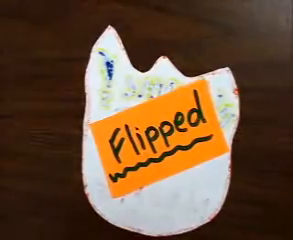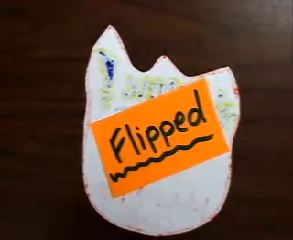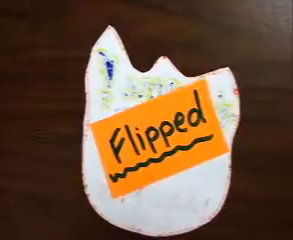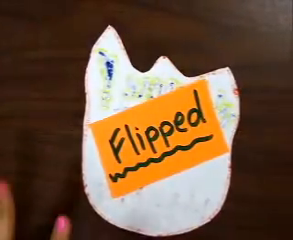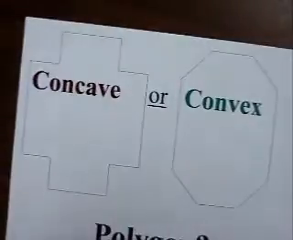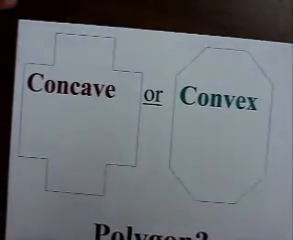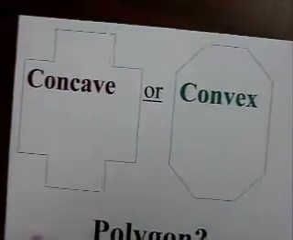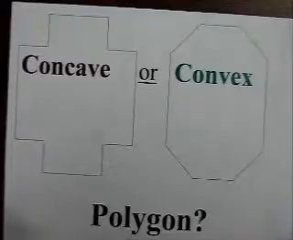In our last lesson, we learned how to identify polygons. Now we're going to take it a step further and understand the two different types of polygons that we can have. Today's lesson is on concave or convex polygons. In order for us to understand what these two are, we have to know what they mean.